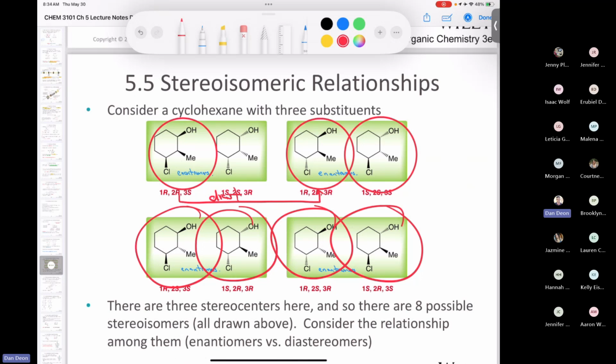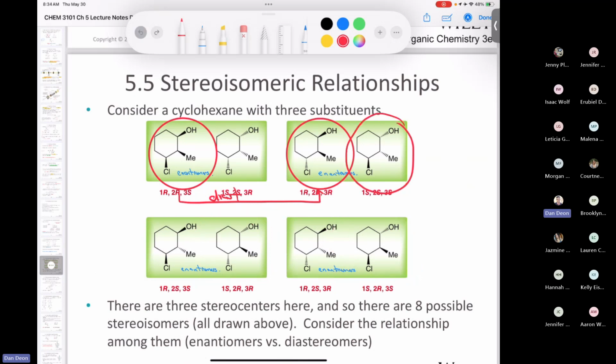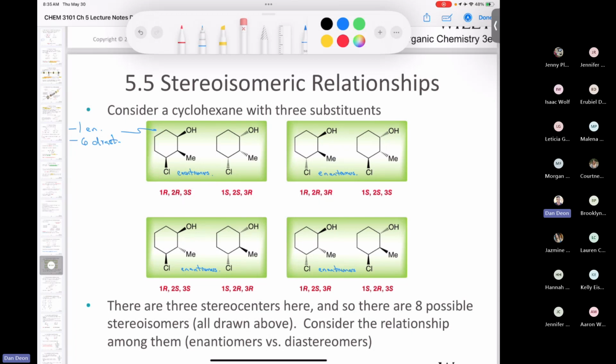So the first compound that I circled, the first compound in red, what does it have? It's got one enantiomer and it has 6 diastereomers. So I'll scribble that over here. This compound has one enantiomer and it has 6 diastereomers on this page. And you could do that with any compound on here. Let's just pick one at random. We'll pick this one here. This compound that I have in this red circle, it does have an enantiomer, this compound right here.